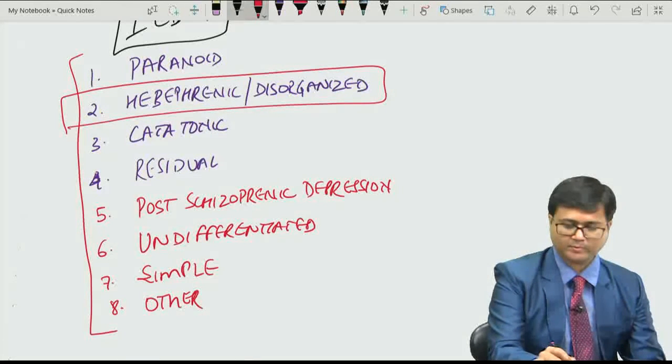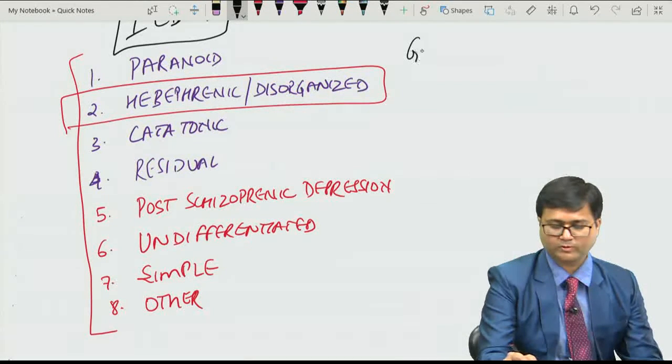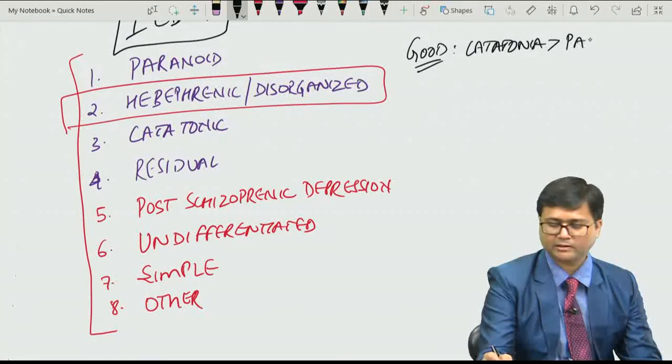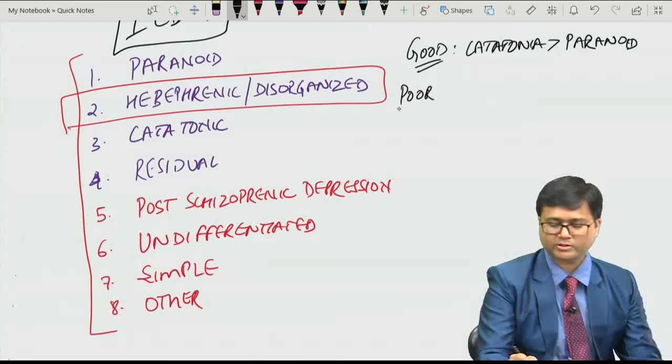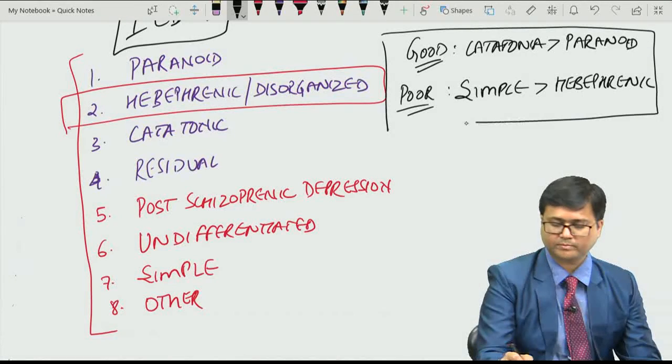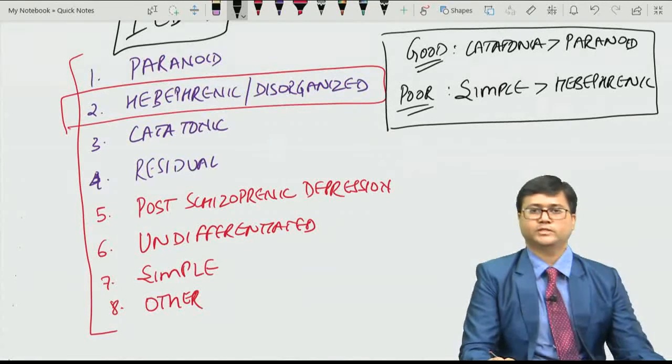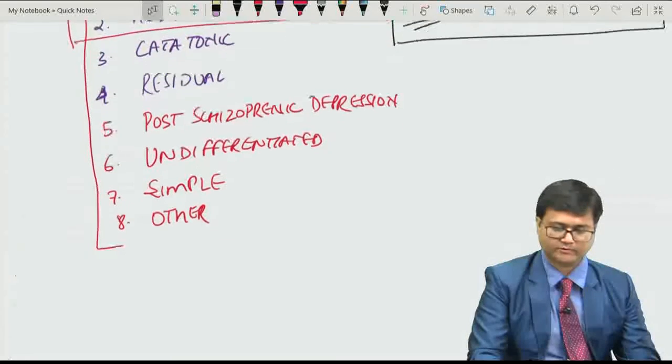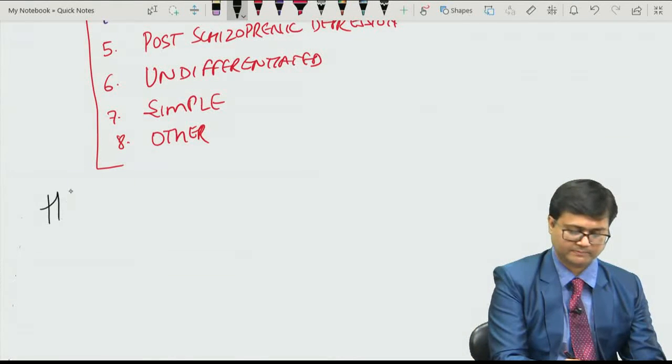Now prognostic wise, good prognosis includes catatonia, which is the best prognosis, followed by paranoid, and poor prognosis is simple more than hebephrenic. So these are the good and the bad prognostic schizophrenias. Now let us discuss about hebephrenic schizophrenia.